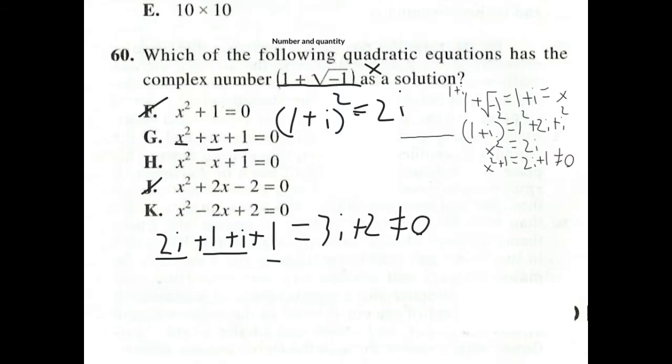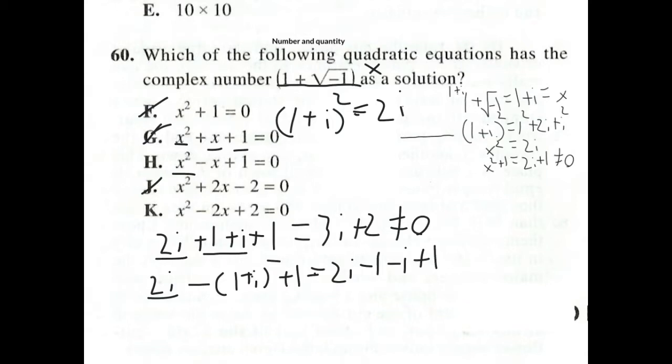Now, for the next equation, x squared minus x plus 1, we can substitute again. We know x squared is equal to 2i right here, x squared, 2i, minus x, which means minus (1 plus i), remember in parentheses, you don't want to make any silly mistakes, plus 1. And what is this equal to? Well, this is equal to 2i minus 1 minus i plus 1. The two ones will cancel, minus 1 plus 1, and 2i minus i is equal to i, which is not equal to 0.